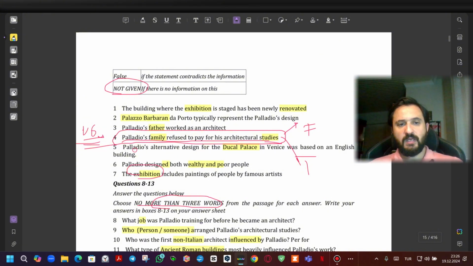Let's count 5. Palladio's alternative design for the Ducal Palace. Ducal Palace is a proper name. Highlight it. In Venice, based on English building. When I find Ducal Palace, it is enough.